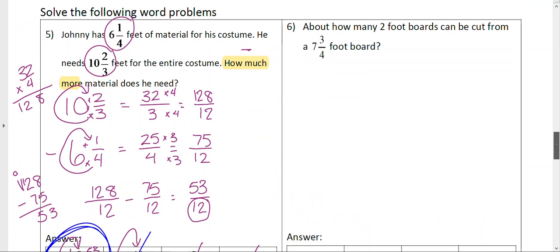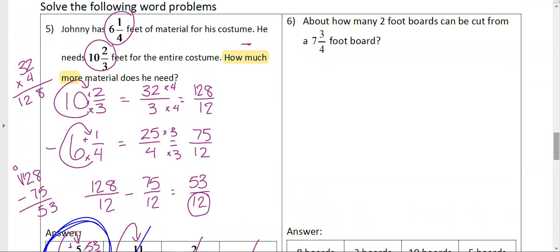Okay, looking at the next one: about how many 2-foot boards can be cut from a 7 3/4 foot board? It's saying about, so it's not going to be an exact number, but I need to get as close to as many whole boards as I can get. So I need to reread it one more time, and then I'm going to highlight my keywords.